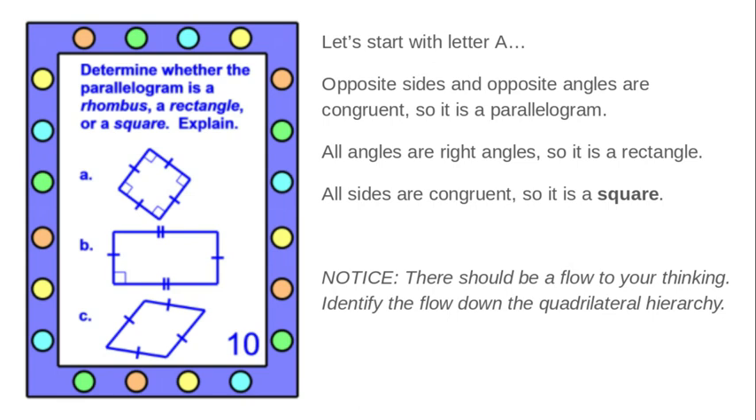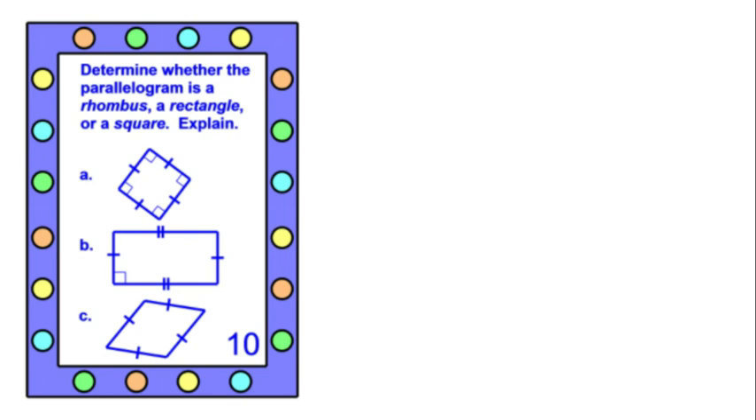I do want you to notice as I go through each of these things, you should be seeing a flow to your thinking. You identify the flow down the quadrilateral hierarchy. So you start at the top. Why is it a parallelogram? And then can you say it's a rhombus or a rectangle? And then can you go even farther and say it's a square? And you have to only use what's marked to be able to flow down the quadrilateral hierarchy, but make sure you're following your flow of thought. Let's move on to letter B.